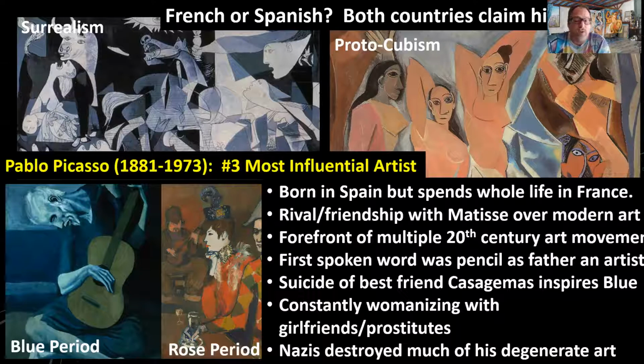He's constantly womanizing with girlfriends and prostitutes, which does mean he is going to have to worry about syphilis throughout his career. And later on during World War II, the Nazis are going to destroy much of his art. They call it degenerate art because it's not like the classical models that Hitler and the Nazis are promoting. It's this degenerate, partly sexual, prostitute-based art.